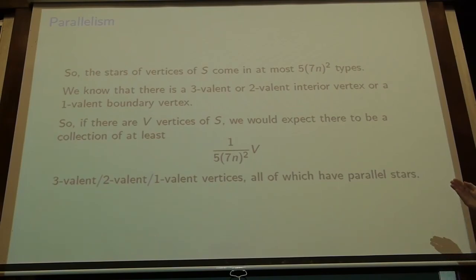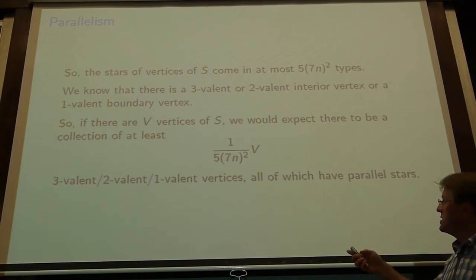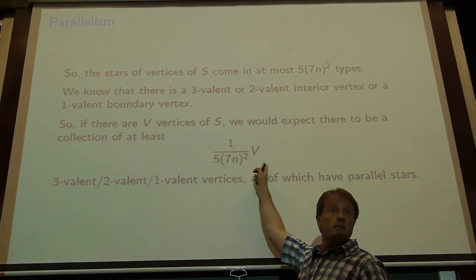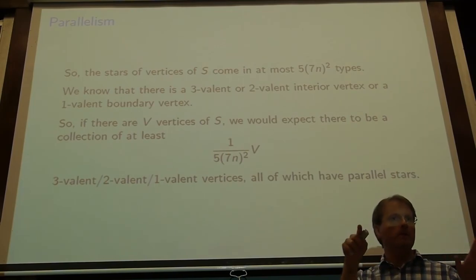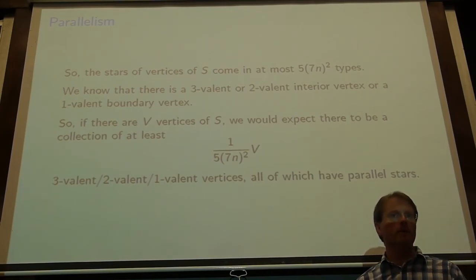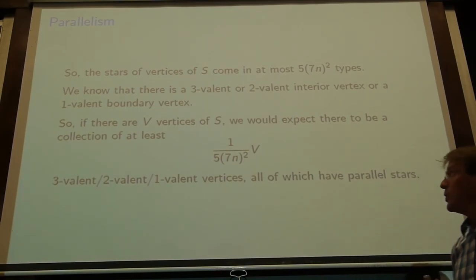Okay, so that means that we could then reduce the binding weight by this amount, which would reduce the binding weight by the factor that I had before, 1 minus 1 over n squared. Okay, so if we knew there were lots and lots of 2-valent, 3-valent interior vertices rather than just one of them, we'd be done. But we don't know that.